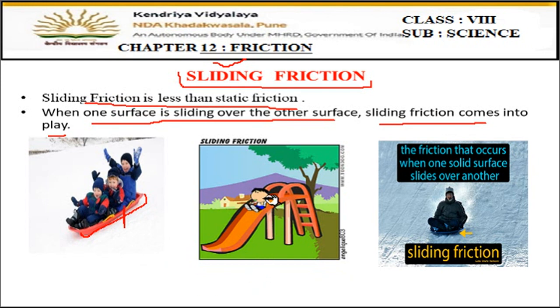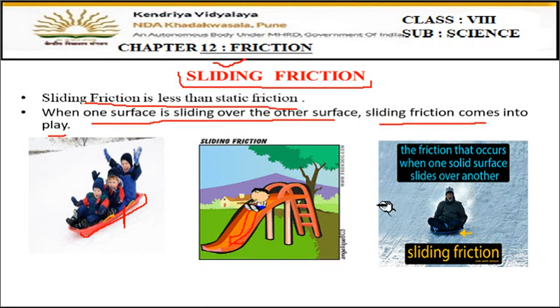Now in the second picture you can see that a child is sliding over the slide. So the surface of the child's body and the surface of the slide are in contact with each other. Now the boy is sliding downside, right? So the friction which acts between these two surfaces is called the sliding friction, and this friction is always less than the static friction. If you have to start a box from rest position, you require more force. But if the box starts moving, and then you have to just push it to continue that movement, it requires less force.